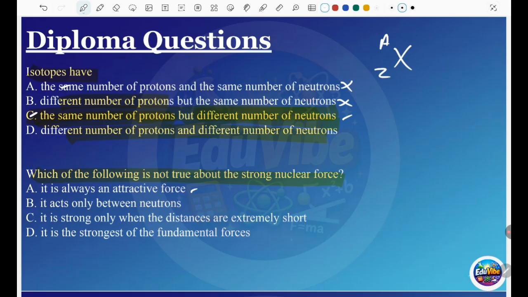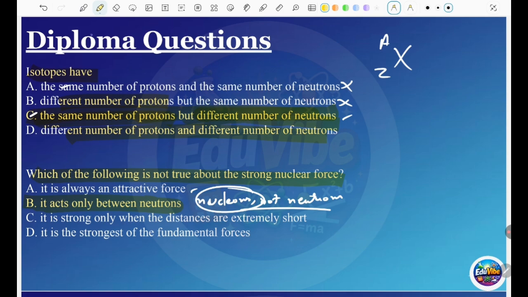It acts only between the neutrons. No, that is wrong. So B is the option, because it doesn't act only between neutrons. It can attract between nucleons. So nucleon is the main thing, not just the neutrons. The B part is your option. C says it acts only when distances are extremely short, which is right, and it is the strongest fundamental force, which is also right. Except B. So B is your answer because that was not true.